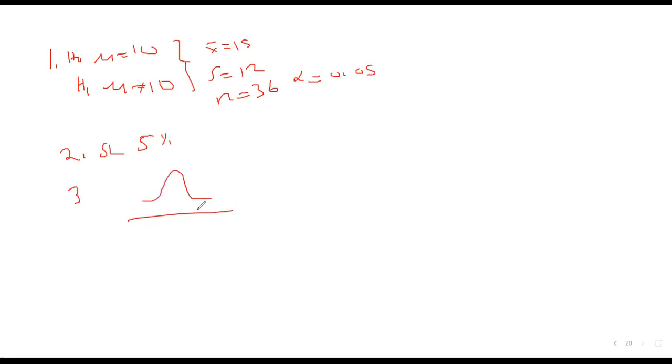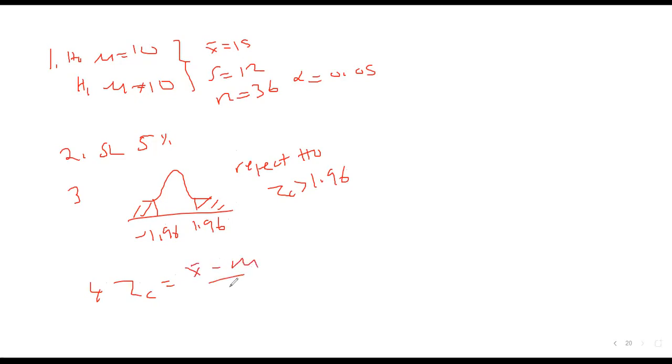What is our Z at 5%? 1.96. Why? The sign here is what? Not equal to. So we say reject H0 if Z calculated is greater than 1.96. And step 4, we calculate the Z. What is our Z? X bar minus mu over standard deviation over root n.